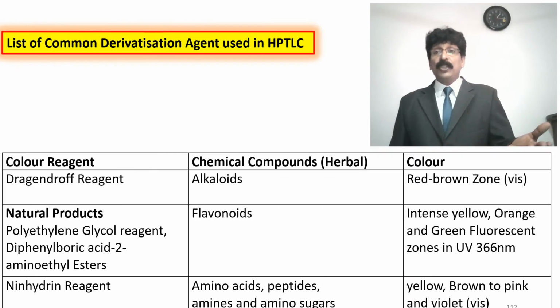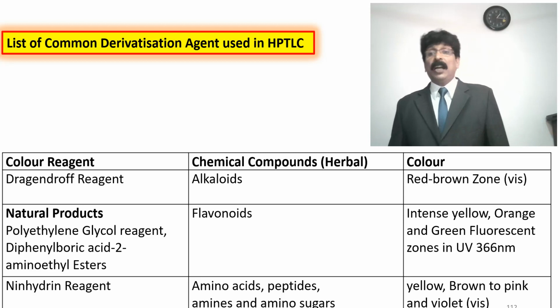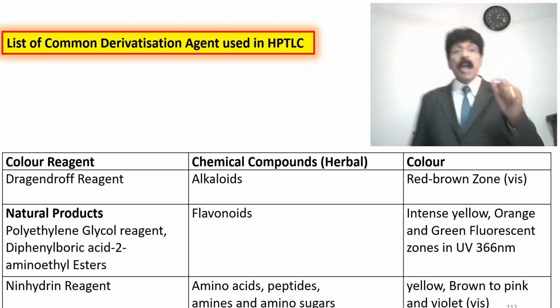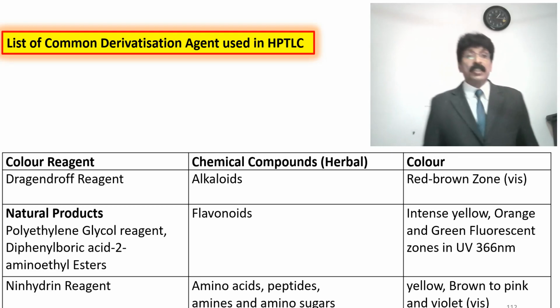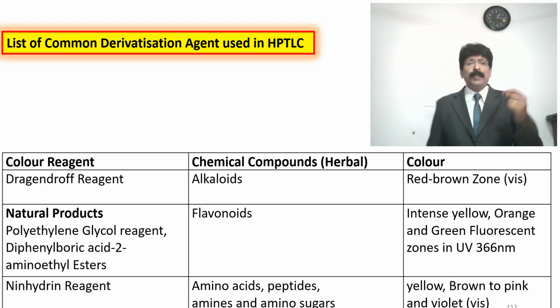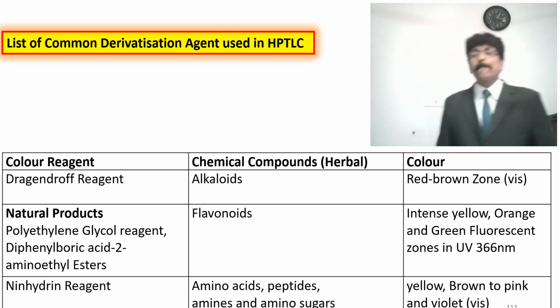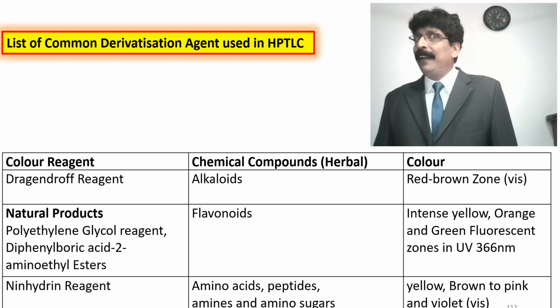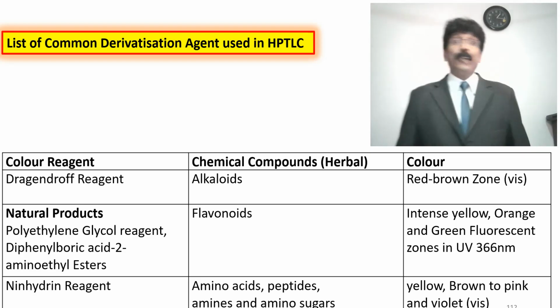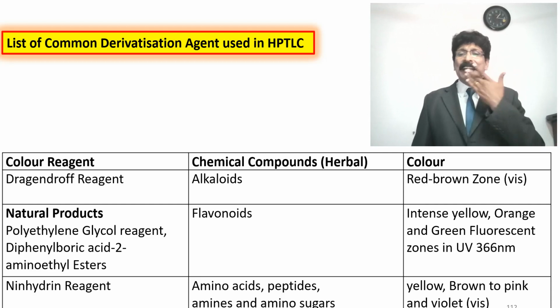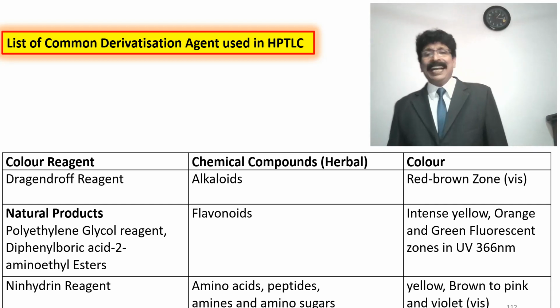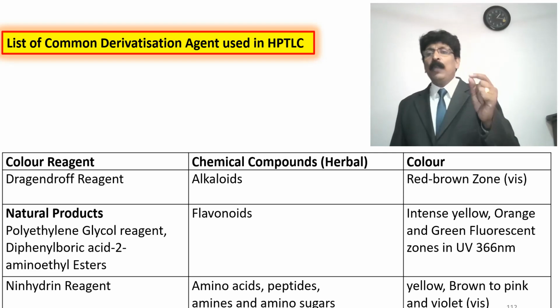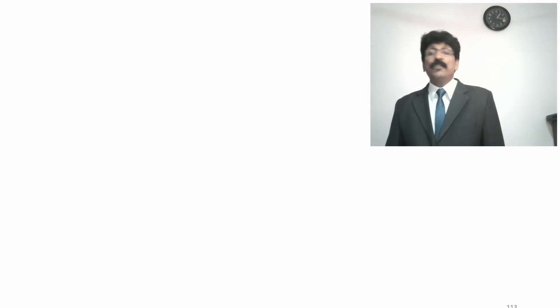Derivatization is also done with some reagents, like Dragendorff's reagent for alkaloids, which gives very clear spots; red and brown zones are visible. For natural compounds, polyethylene glycol reagent, diphenylboric acid and aminoethyl ester, the aminoethyl ester can be used for flavonoids. Intense yellow, orange and green fluorescent zones can be seen very clearly in UV at 360 nanometer. Ninhydrin reagent can be used for amino acids, peptides, amines and amino sugars. Yellow, brown, pink and violet visible spots can be seen.